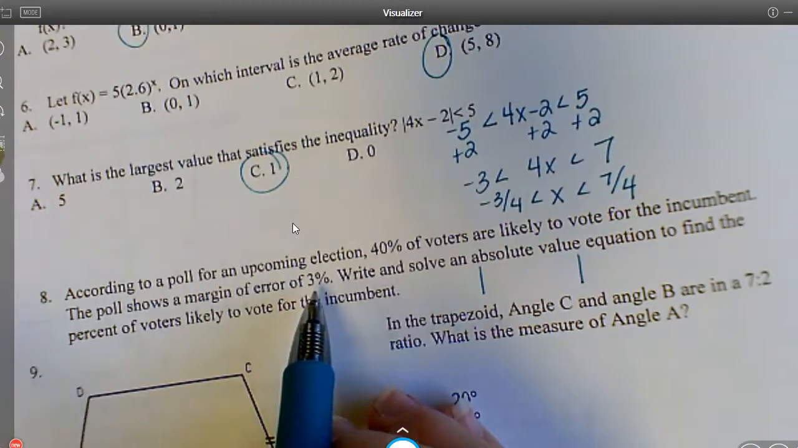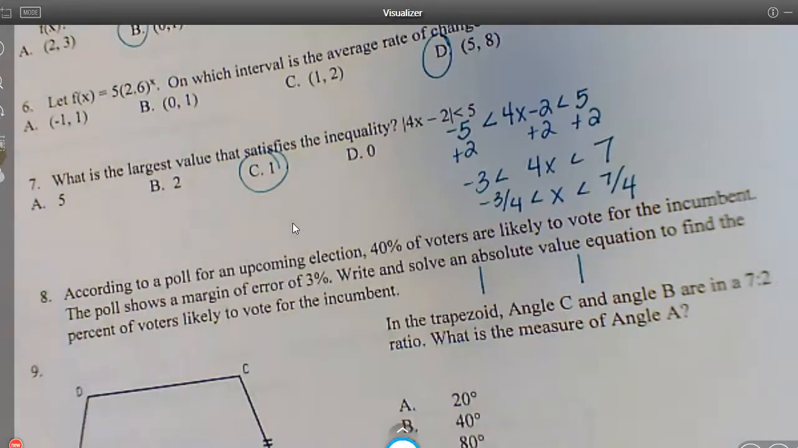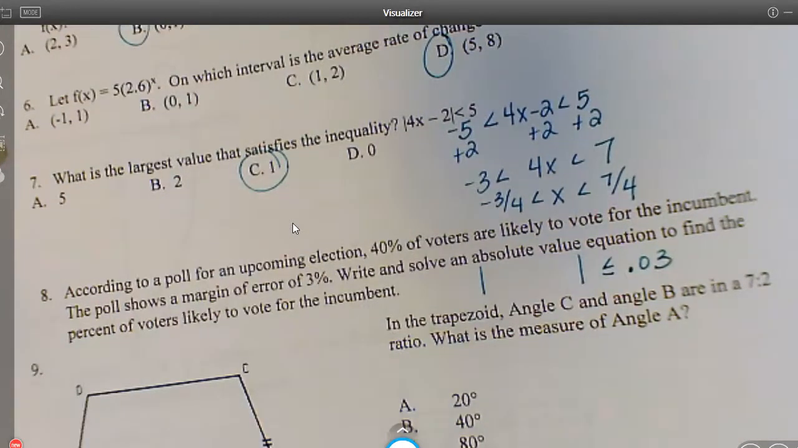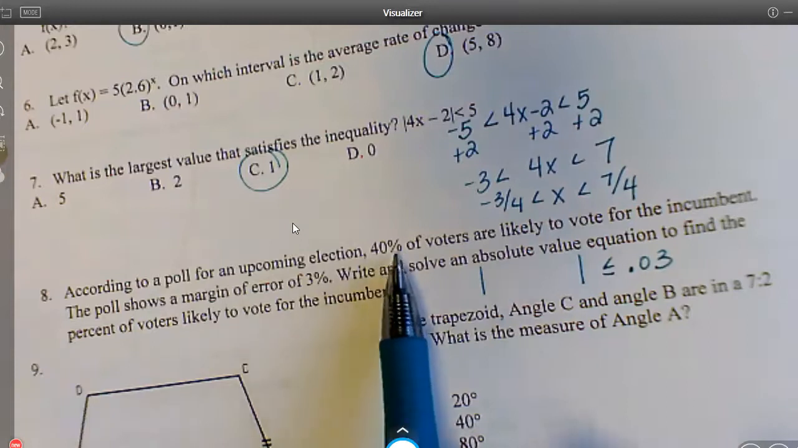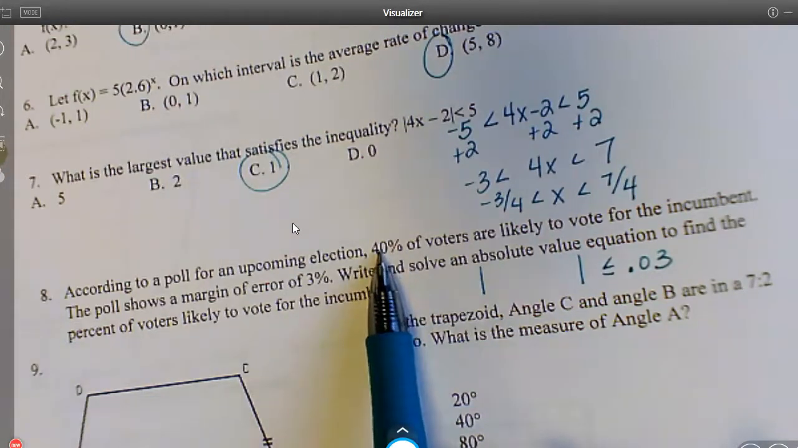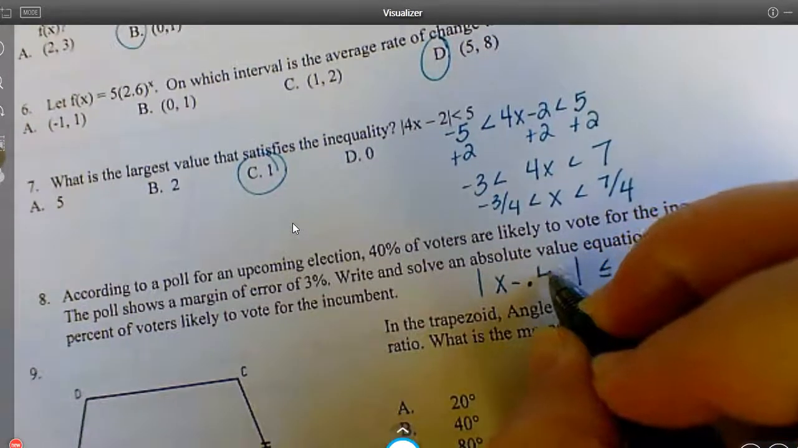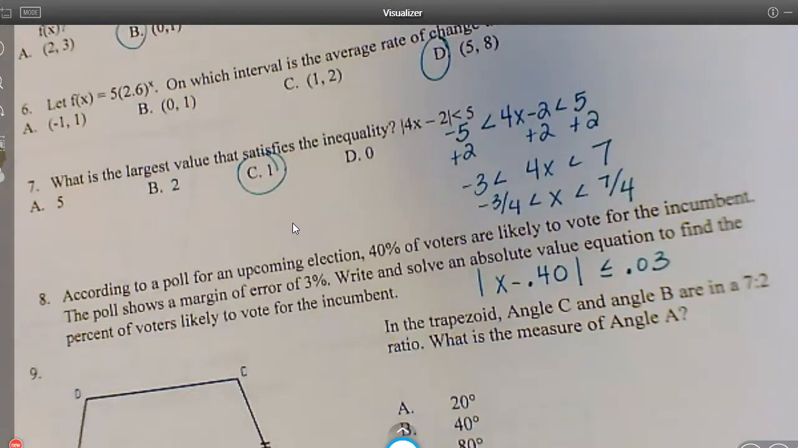And so if our margin of error is 3%, that means that when we subtract it to find the error, we want it to be less than or equal to 0.03. So that's the 3% for the margin of error. We're trying to find the percent of voters that we want, and in the problem it tells me that 40% are likely to vote. So how many ever vote for the incumbent? I want to take that percentage and subtract from 40, and I want that number to be less than 3%. So the way that you write that is the absolute value of x minus 0.40 less than or equal to 0.03.